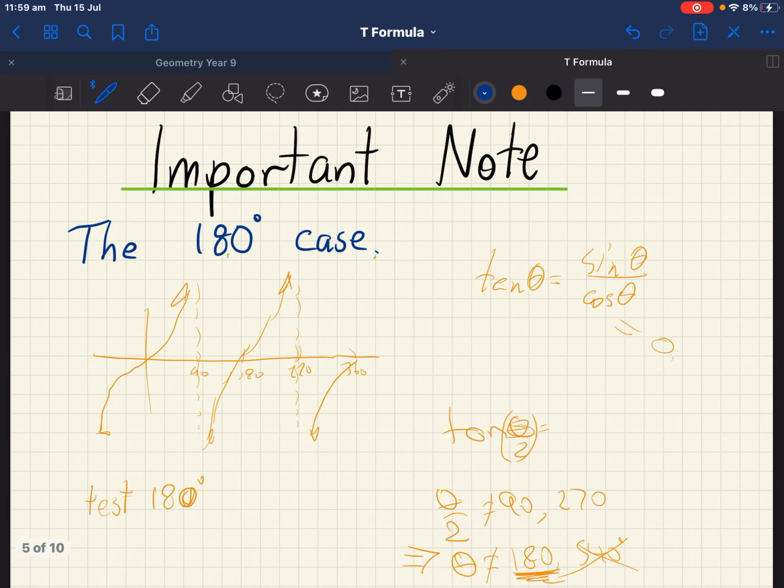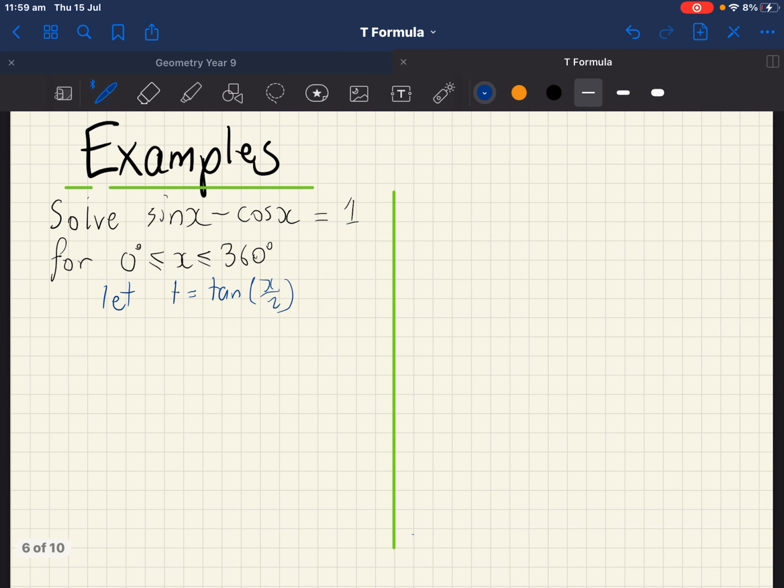You can freely make these substitutions now. So sine x was 2t all over 1 plus t squared, minus cos was 1 minus t squared all over 1 plus t squared, and the whole thing is equal to 1. So we've made our T-formula substitutions, and we're left with just an algebraic equation to solve like normal.